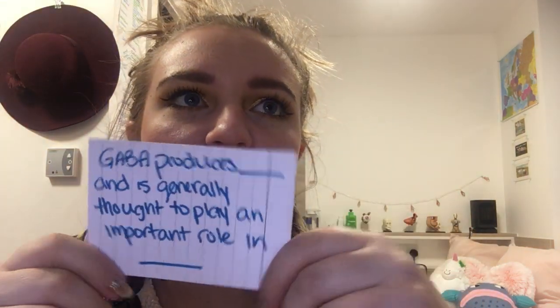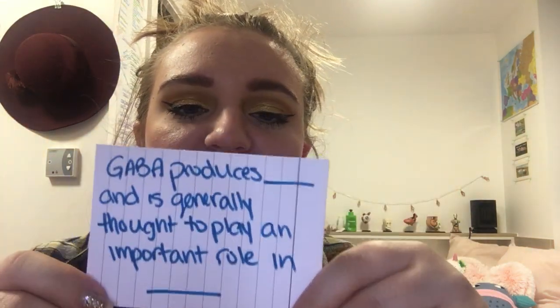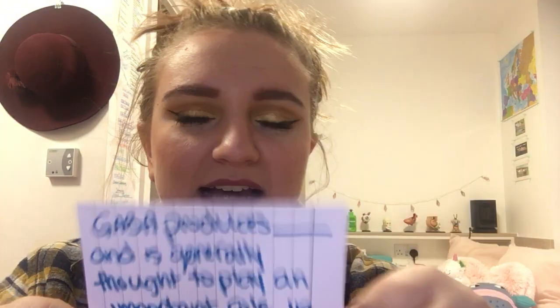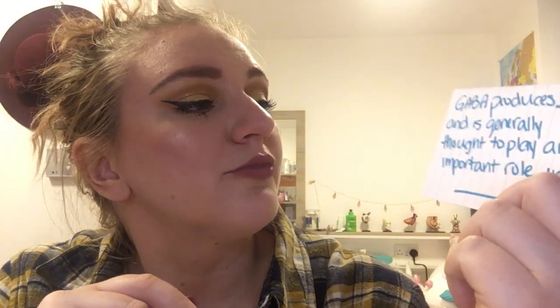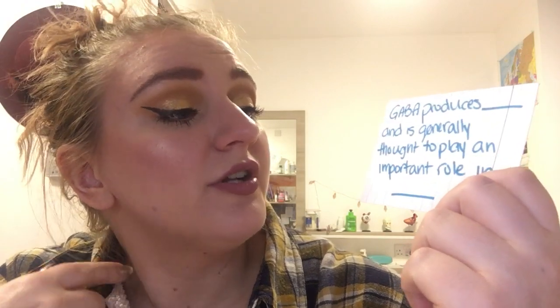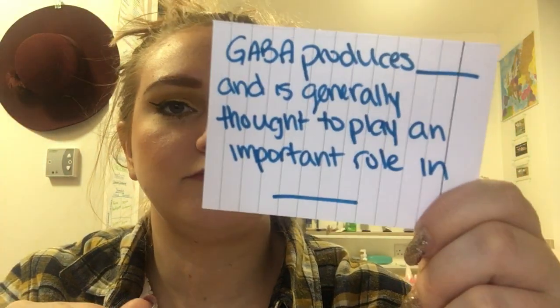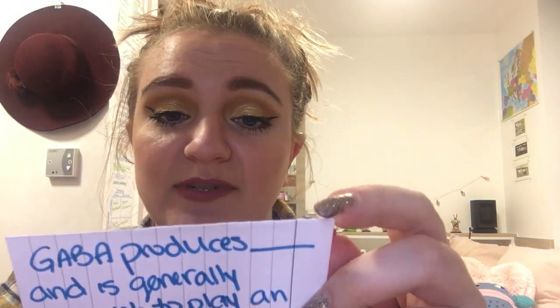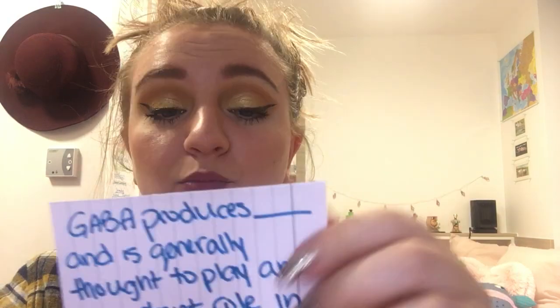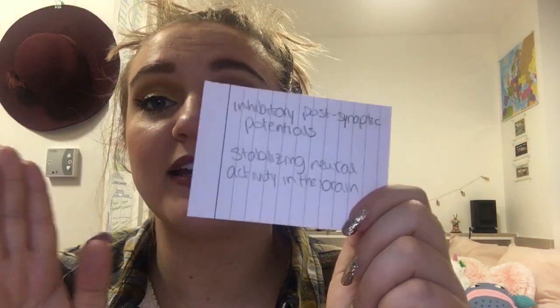GABA, which is gamma aminobutyric acid. It's usually abbreviated as GABA, though. It's just so much easier than writing the whole thing out. So GABA produces inhibitory postsynaptic potentials, and it is generally thought to play an important role in stabilizing neural activity in the brain. So think about that: GABA is a brain stabilizer. That's a very important key point.